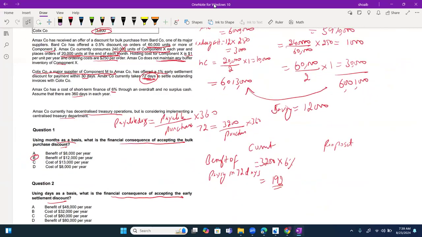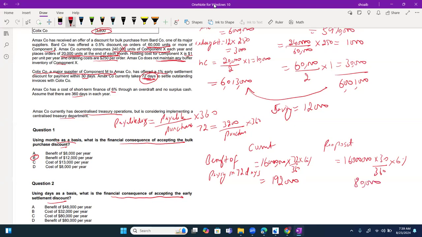Okay, you can also do it in this way. Purchases into 72 divided by 360. These are the payable into 6%. So that would be 192. Answer would be same. But now you have to pay in 30 days. So what is the benefit now? In 30 days, 16 million into 30 divided by 360 into 0.06, 80,000.